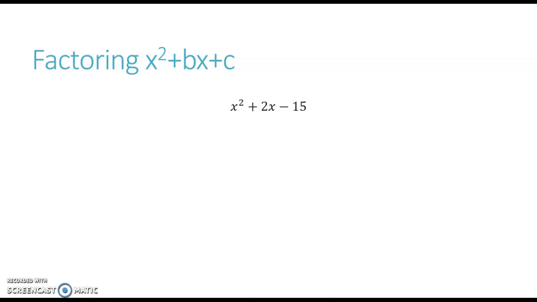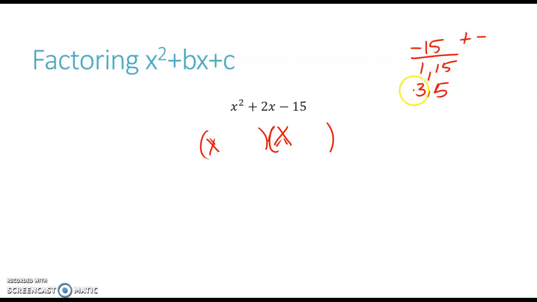So here's our next problem. Again, because it's an a of 1, I'm going to create my 2 sets of parentheses. And my x. And then I want to get to negative 15. So now I get 1 and 15, 3 and 5. But I need it to be negative, which means I need a positive and a negative to end up with a negative. I need to add to 2.